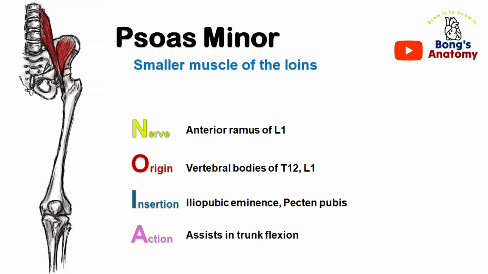Psoas minor is a very small muscle and it is very tendinous, and in most cases it is quite difficult to see on the cadaveric model. Innervated by the anterior ramus of L1, originating from the vertebral body of T12 and L1, and inserts into the iliopubic eminence and/or pecten pubis. Action is very weak assistance in trunk flexion.